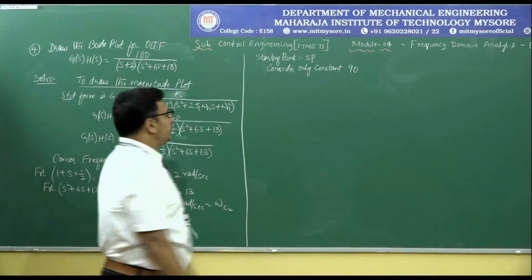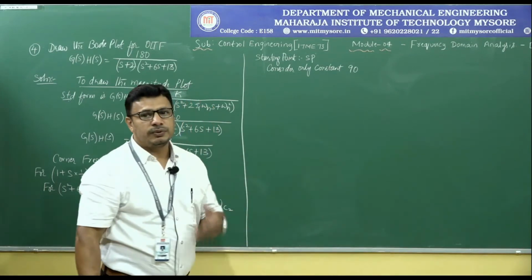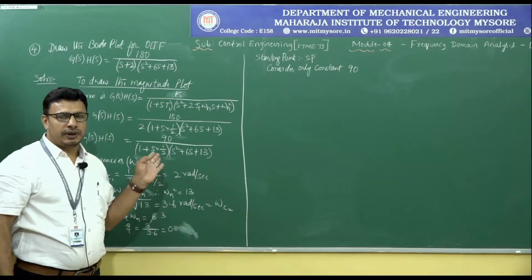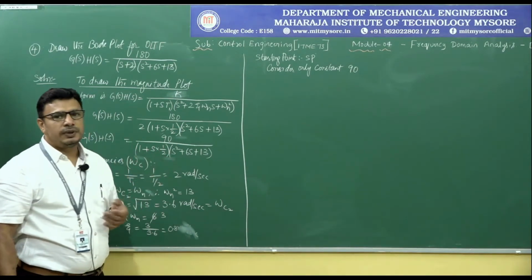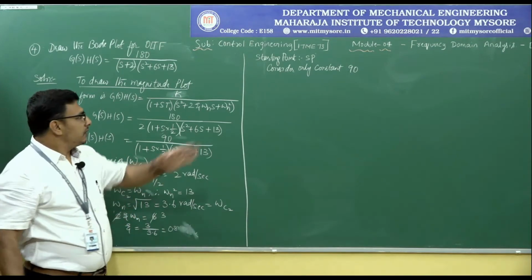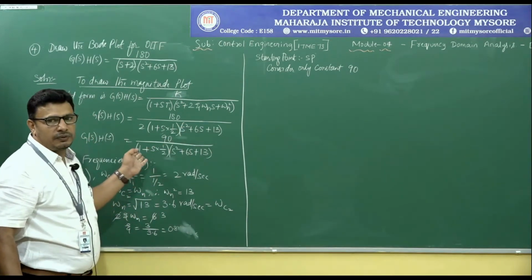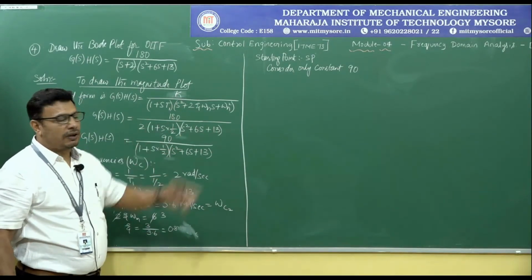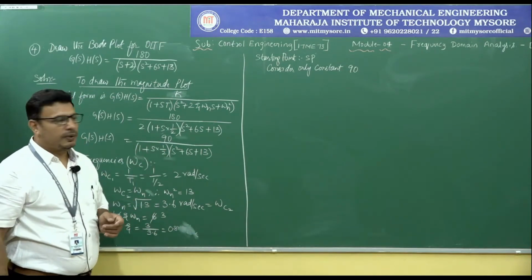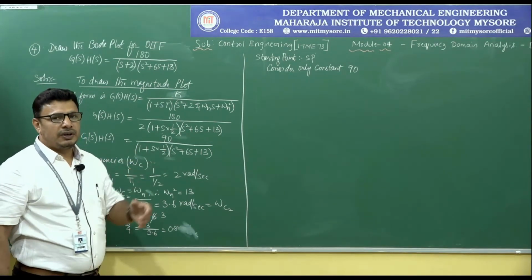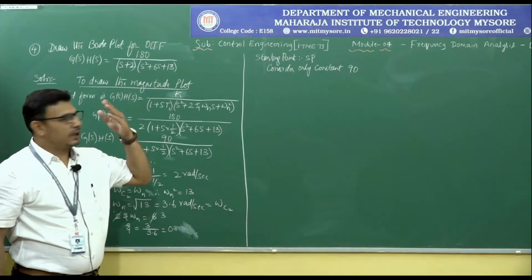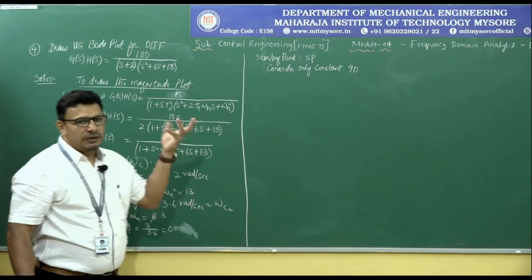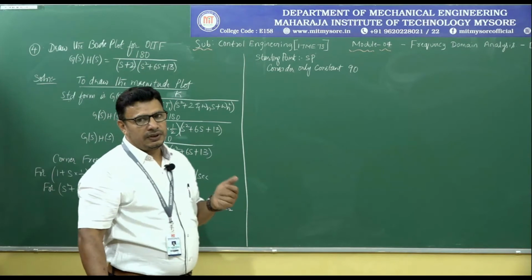When you consider only the constant, then here you need not assume the starting frequency. Why? Because if there was an s power n factor, then you should have assumed the starting frequency. Here, since there is no s power n factor to find the starting point, you will have to find the starting point by considering only the constant, that is 90 over here. So whether you give the value of omega as 0 or infinity, it makes no difference, because the constant remains unchanged, because of which there is no point in assuming the starting frequency.